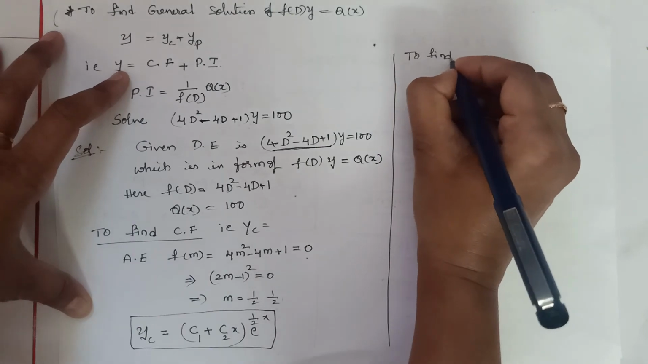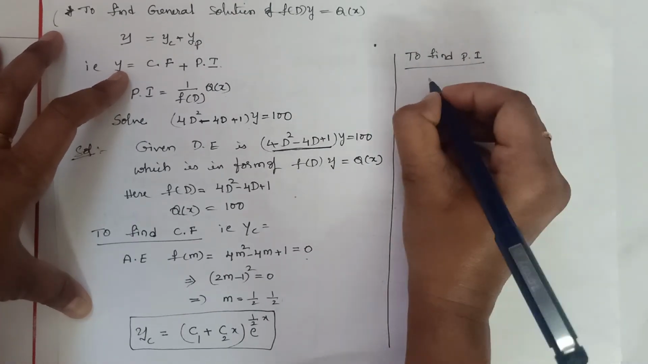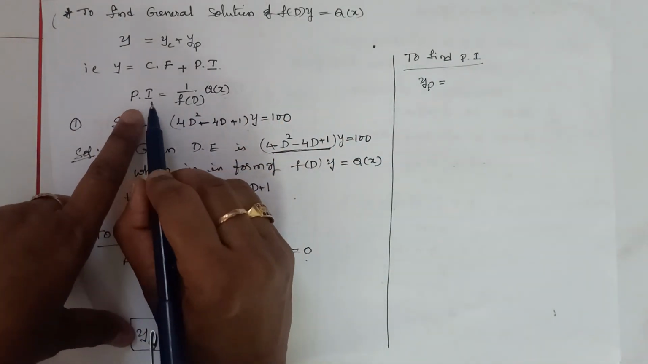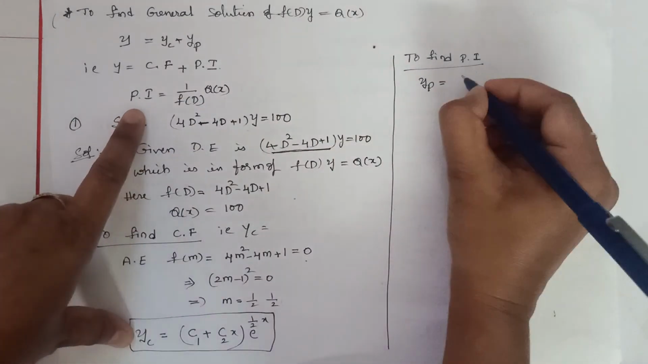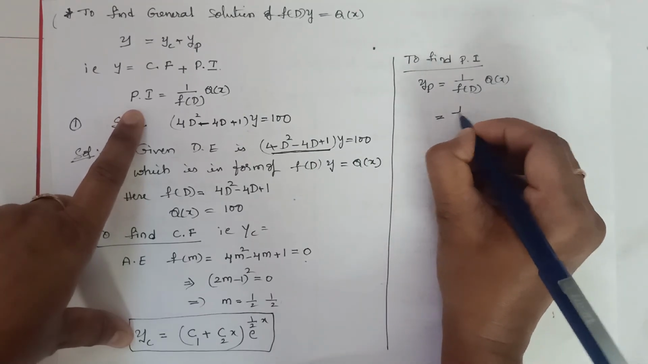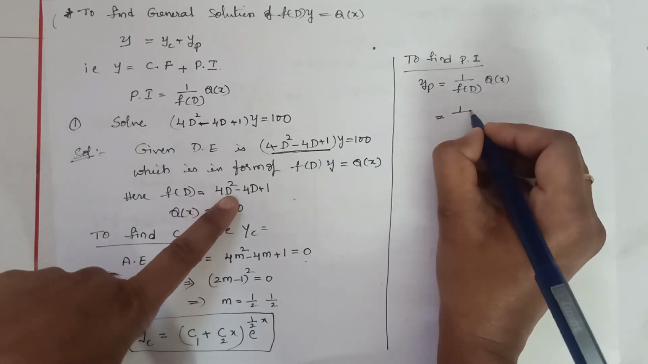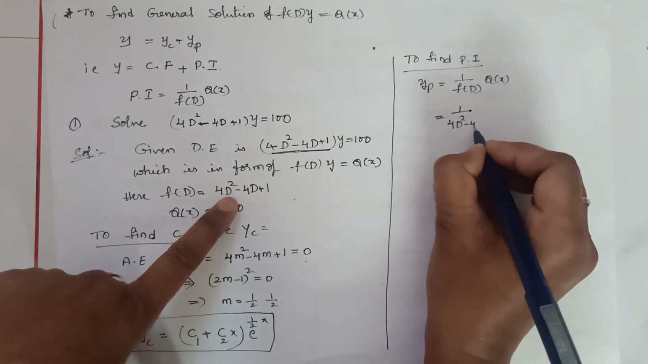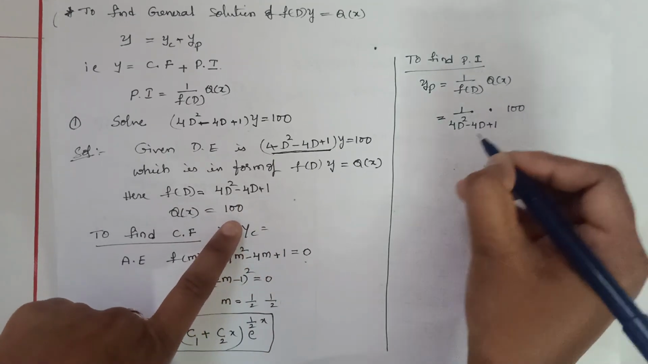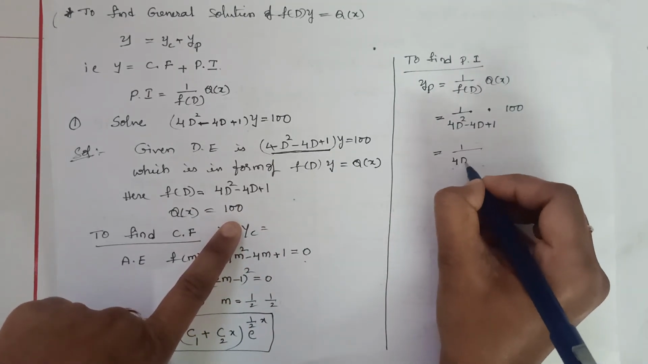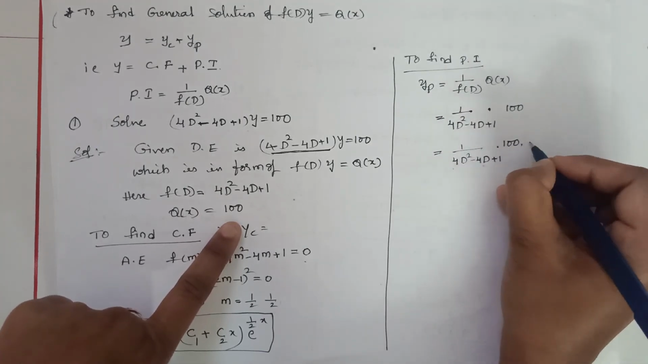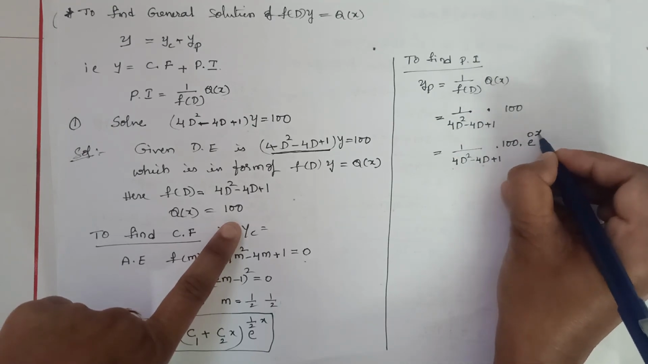To find the particular integral, that is yp. Yp, the particular integral, is evaluated as 1/f(D) times Q(x). This is equal to 1/f(D), here f(D) is 4D² − 4D + 1, times Q(x), which is 100. So 1/(4D² − 4D + 1) times 100e^(0x).